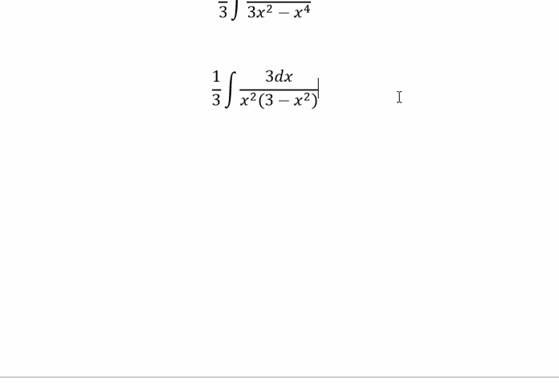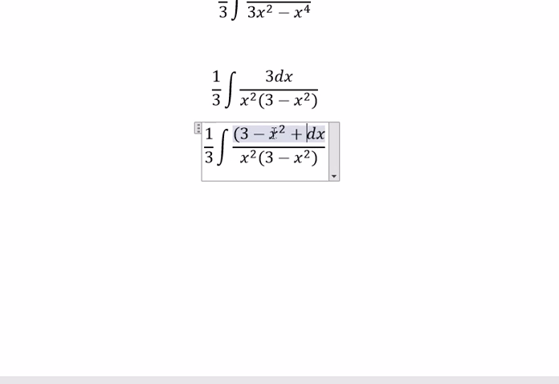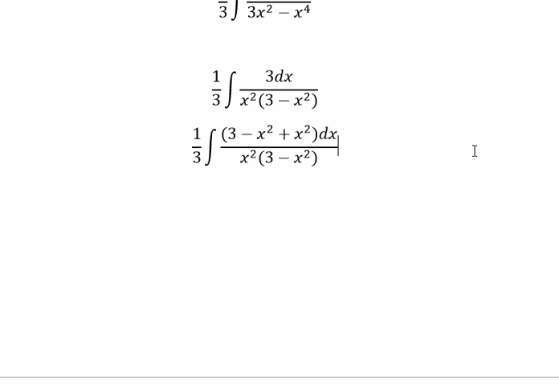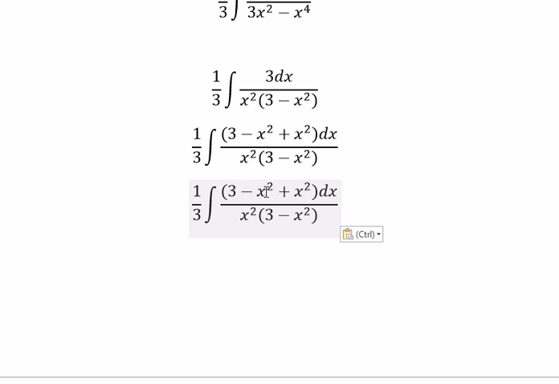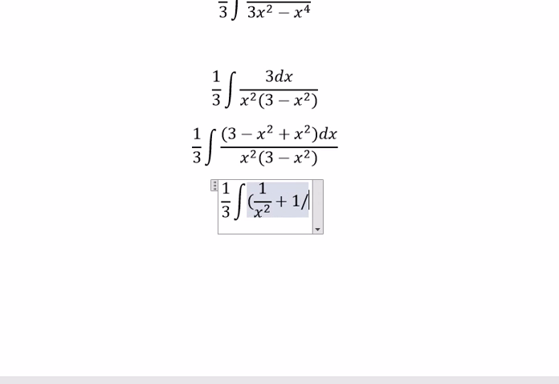Next, on the numerator, we can put 3 minus x squared plus x squared. 3 minus x squared divided by 3 minus x squared and x squared divided by x squared. You will get 1 minus 1 over x squared, and we have 1 over 3 minus x squared.